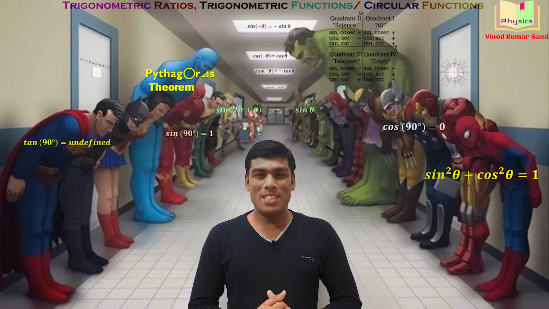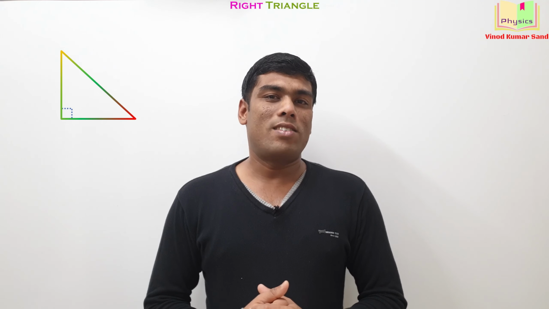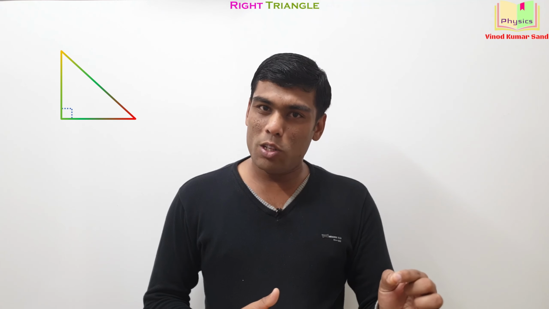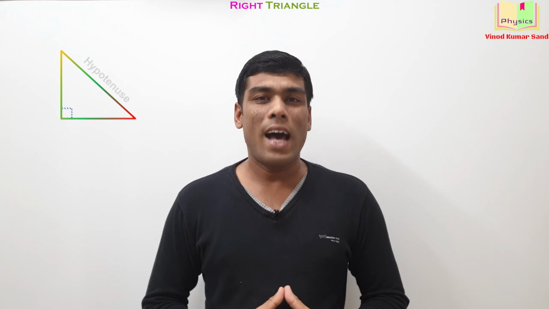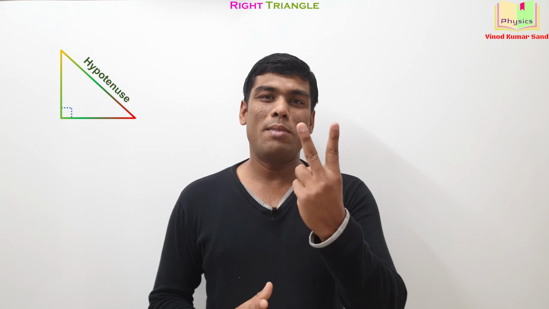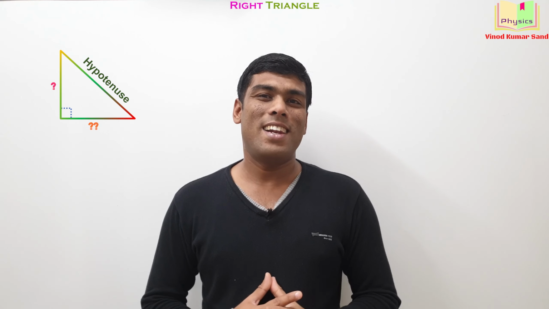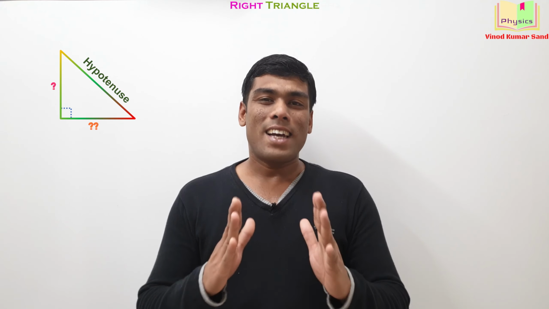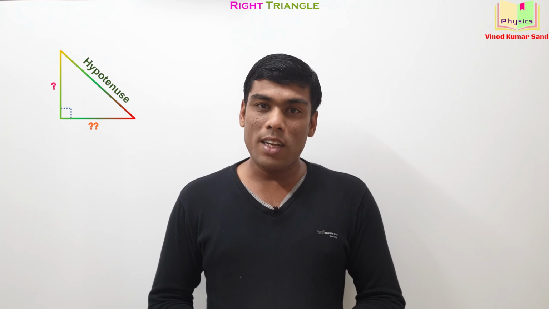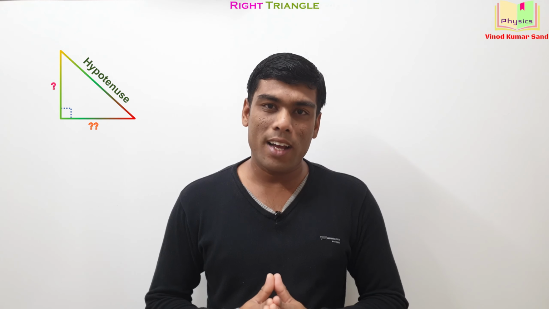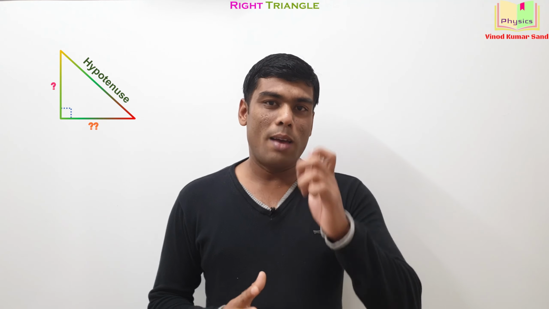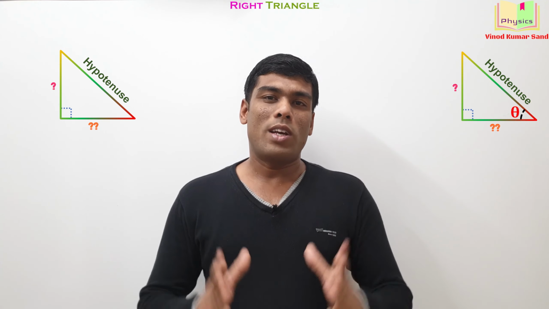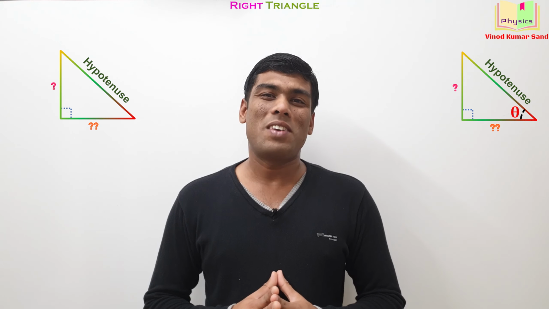Okay, so let's begin. Look at this right triangle. The largest side of this right triangle is named the hypotenuse. Now, can you name the remaining two sides of this triangle? Let me know in the comment box. The correct answer is, until we know the theta, we cannot name the sides of this right triangle. So, in the next picture, I am giving you the theta. Now, can we name the remaining sides of the triangle?